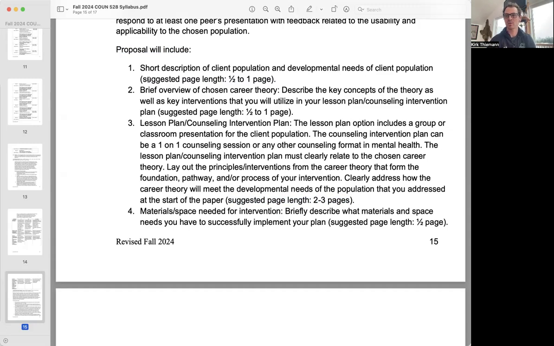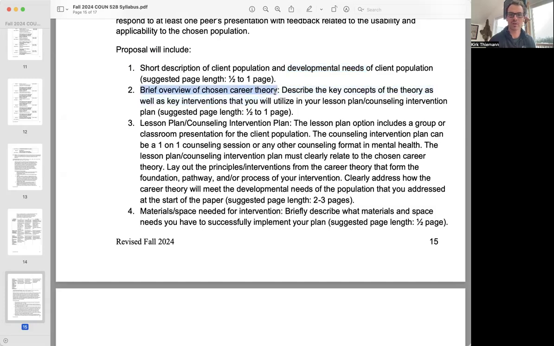So starting off, I just need a short description of the client population that you're planning on working with. It can be really targeted and specific, like 13-year-old females in public school education in the Midwest. It can be really specific if you want, or it can be pretty general. I'm just saying adults in the pre-retirement stage, so adults around age 50 to 60. So you can make that choice and make sure that you address their developmental needs. And this can be where you can address theories, like Erikson's theory, or just some general principles. What might their key developmental needs be based on where they're at? And once again, that's half to 1 page.